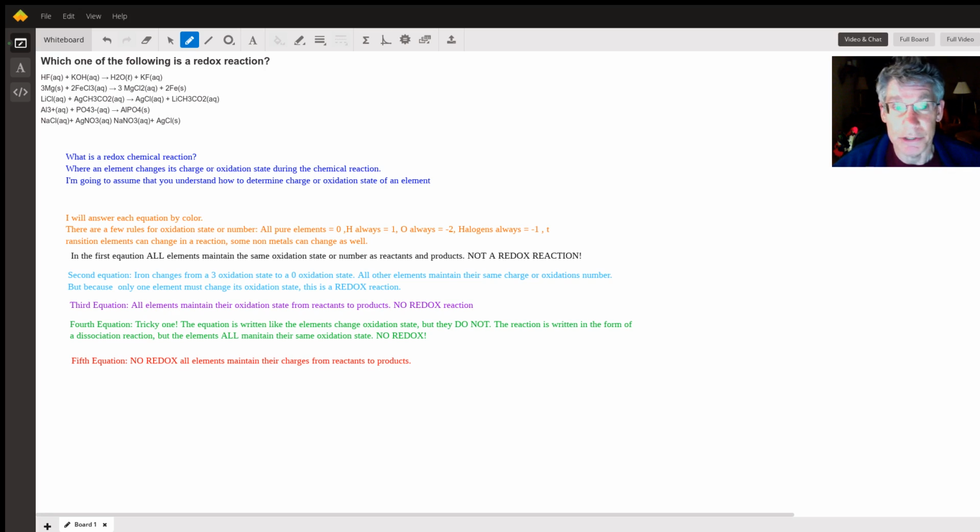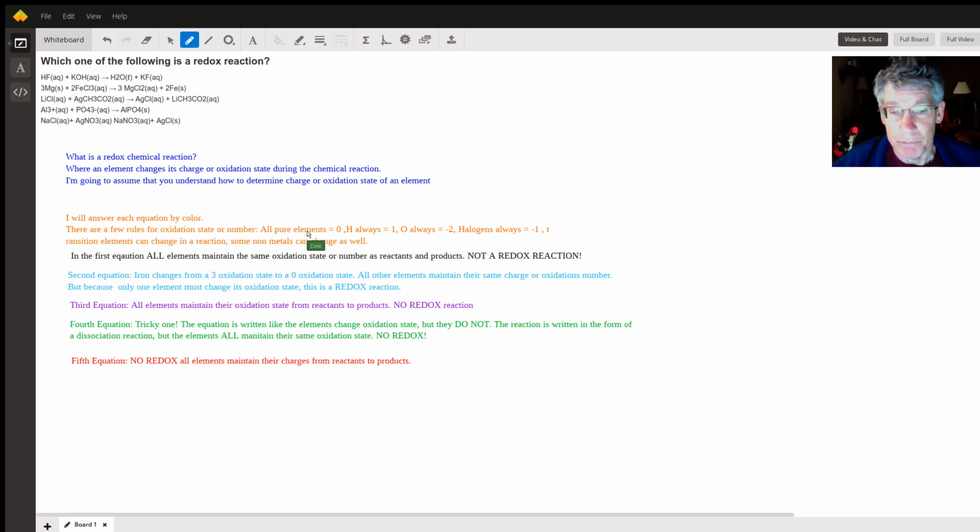the chemical reaction. So before I do this, I'm not going to go into how you calculate the oxidation number or oxidation state of all the elements, because that is an entire whole lesson. I'm just going to assume that you understand how to determine the charge or oxidation state of an element in a chemical reaction. If not, then you have to reach out to me and I will go over that lesson with you. But I'm going to answer each one of these equations by color.